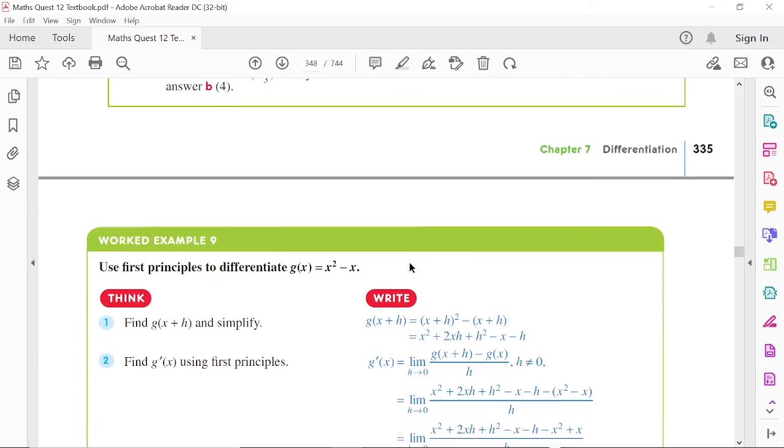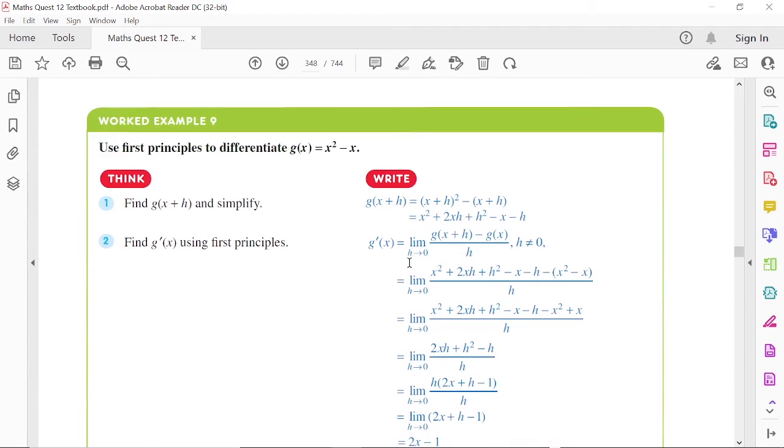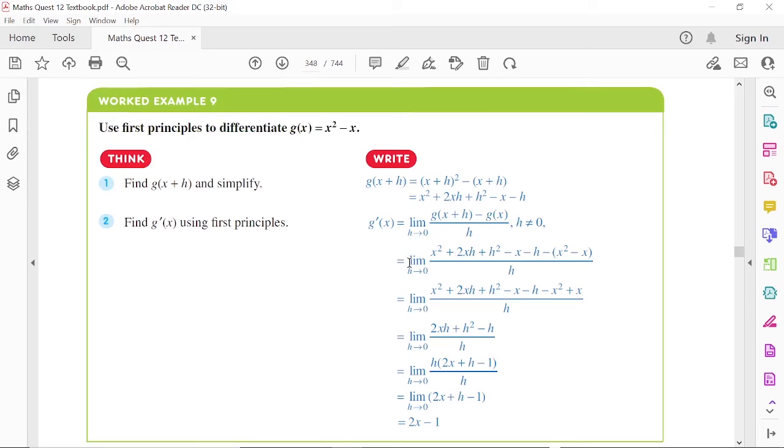Okay, we'll look through the next one here, doing the same thing. So use first principles to differentiate x squared minus x. So g of x instead of f of x, but it's the same idea. Our rise over run would be g of x plus h minus g of x over our h value. So g of x plus h is just replacing in our original function of x squared minus x, the x with x plus h.